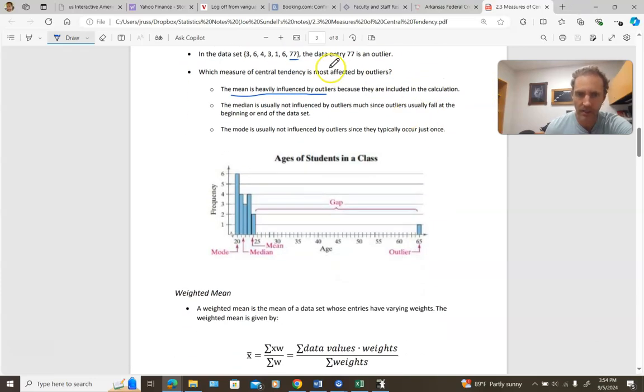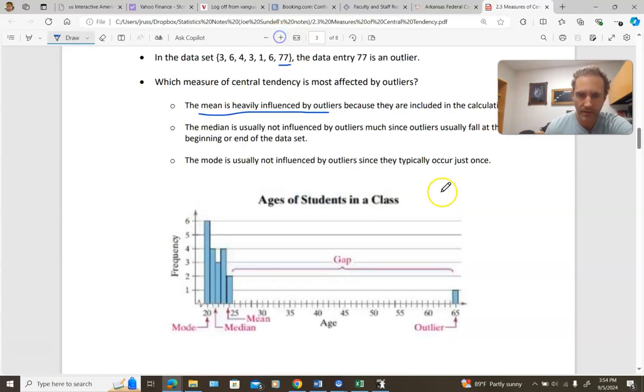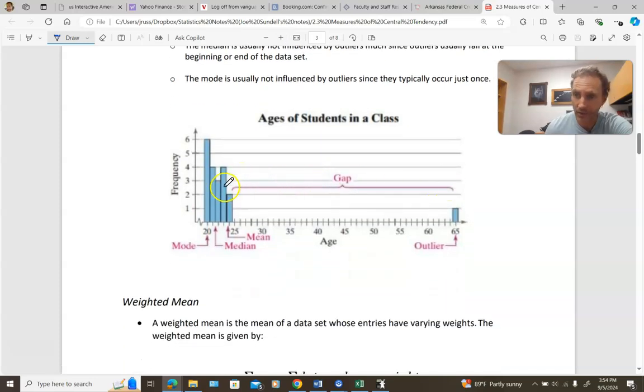All right, so here's an example. Let me zoom in a little bit. So what we have here is a histogram, if you guys remember that, from 2.1. And the data that we're using is ages of students in a class. So you can sort of see how the data is spread out. You can see the frequency. Now in this case, the class is just a single year. So 20, 21, 22, 23, 24, and 25. But look, there's somebody in the class that's 65. So this is an outlier.